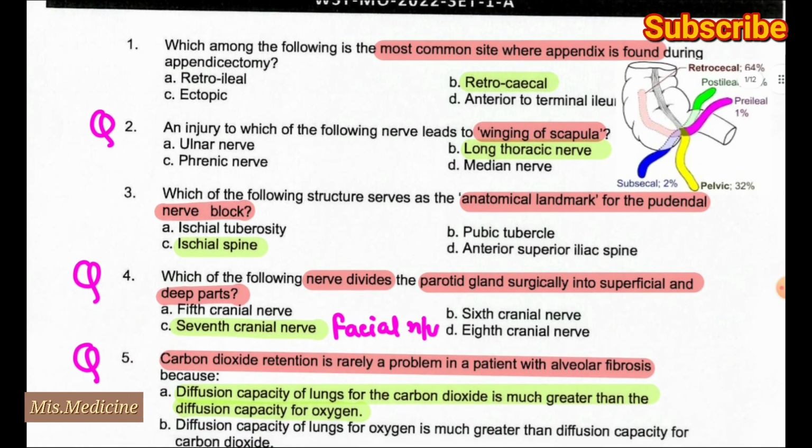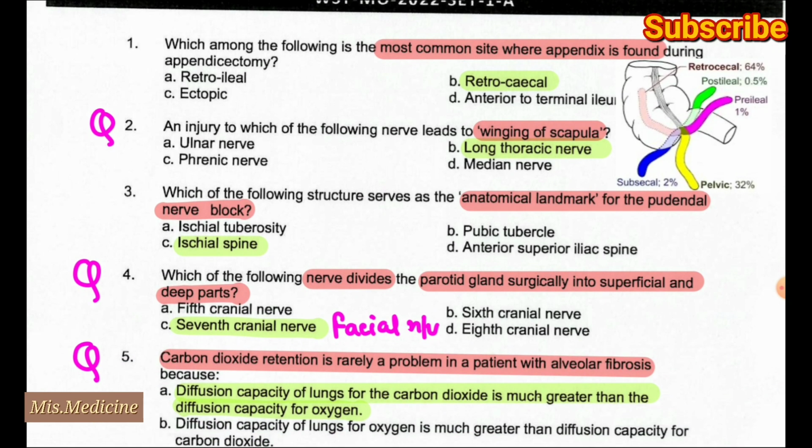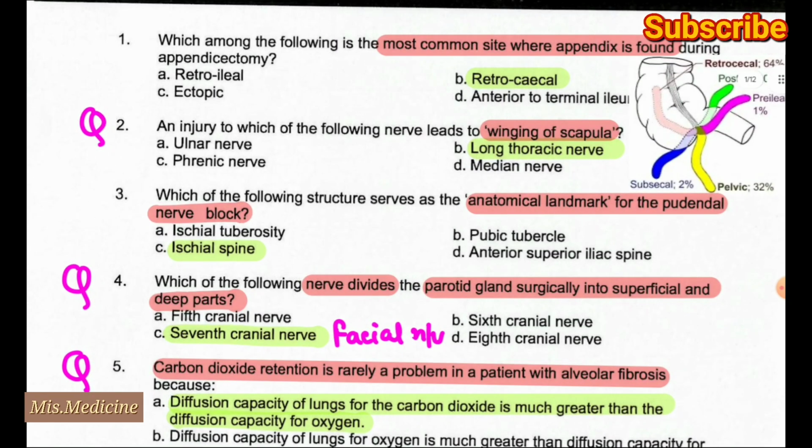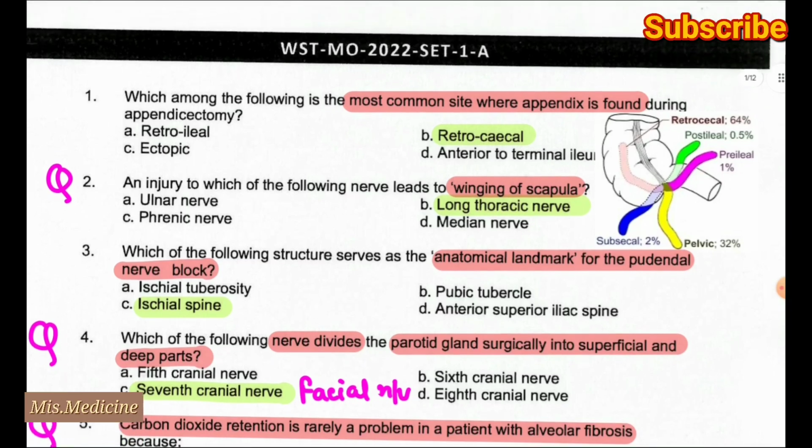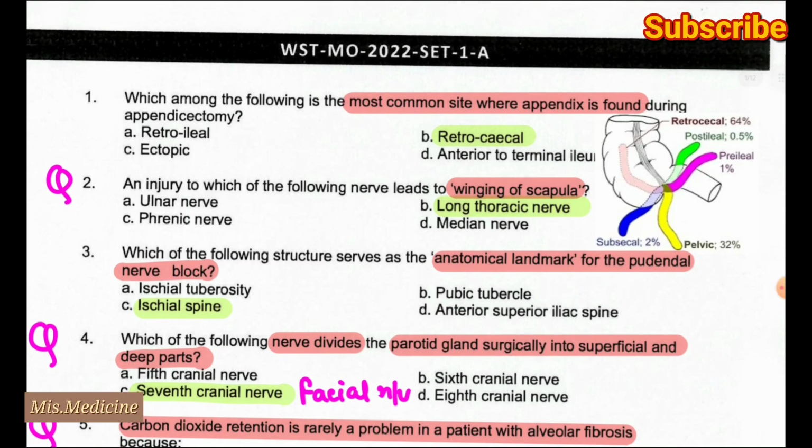So, let's discuss Haryana MO exam 2022. The first question is, which among the following is the most common site where the appendix is found during appendectomy? Retrocecal. Retrocecal is 64%, post-ileal is 0.5%, pre-ileal is 1%, subcecal 2%, and pelvic is 32%. Means most common is retrocecal and the least common is post-ileal.